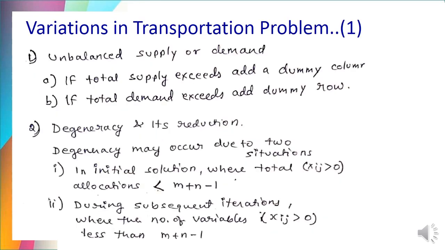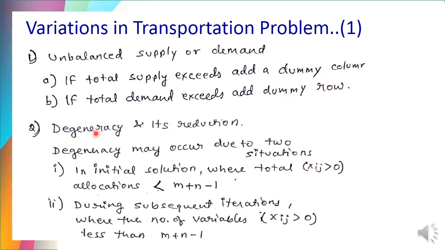In transportation problems, we can see some variations. There are four variations we can identify in major. The first one is that the problem is unbalanced, unbalanced supply or demand. Suppose there is an excess in supply, then we can add a dummy column. Or suppose there is an excess demand, then we can have a dummy source or dummy row, and we can proceed with the solutions and optimal method finding.